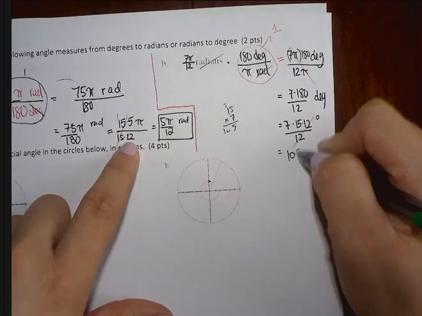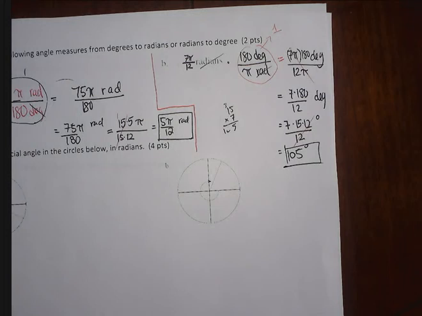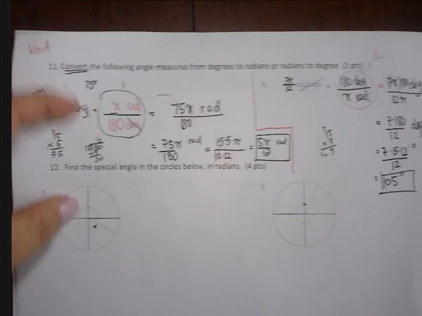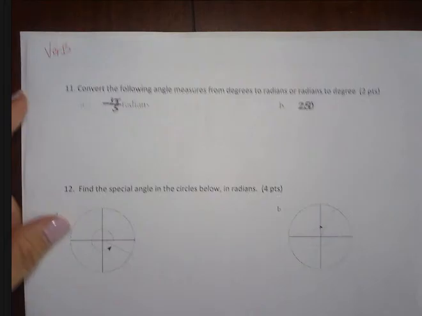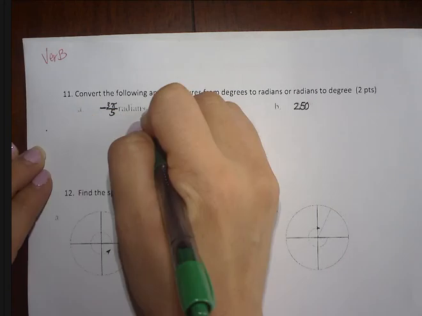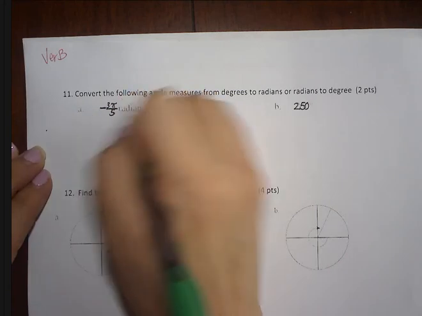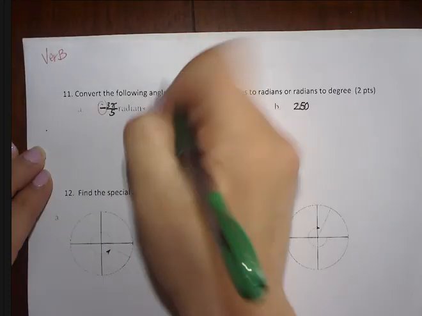Alright, if you want more practice, then we could go ahead to version B. And I'll do it a little faster now. So, negative 3 pi over 5. A lot of people forgot the negative and they lost a point. I can multiply it by a ratio that equals 1. I'm trying to cancel out my radians, so I want the radians on the bottom, and I want degrees on the top.